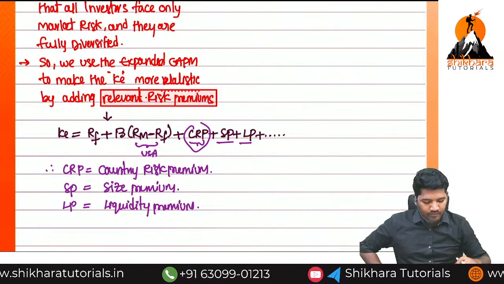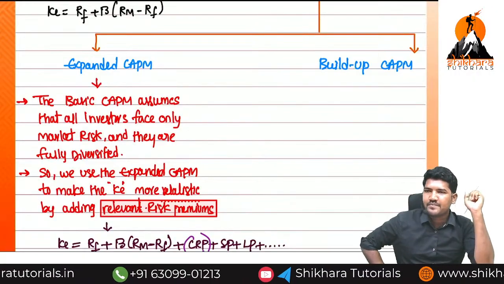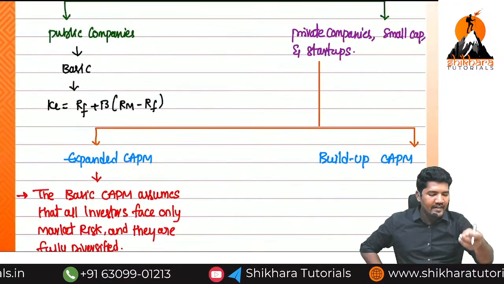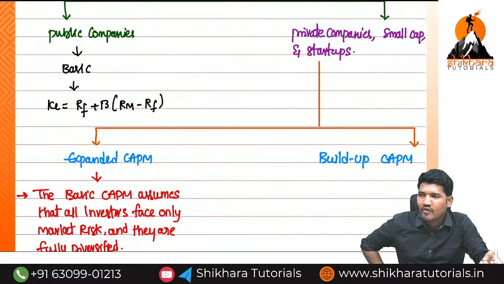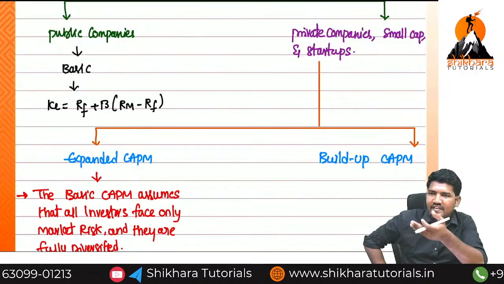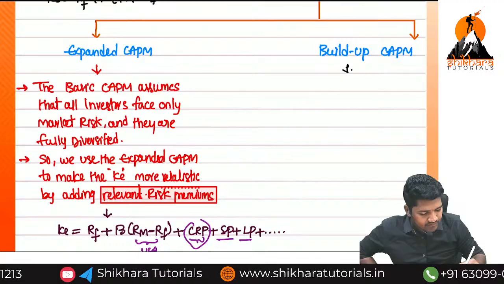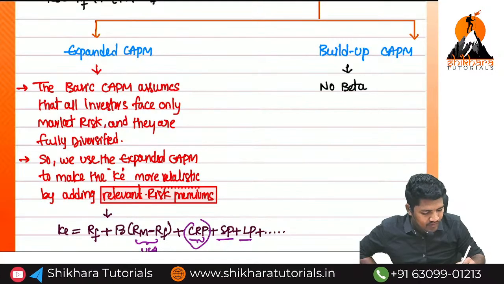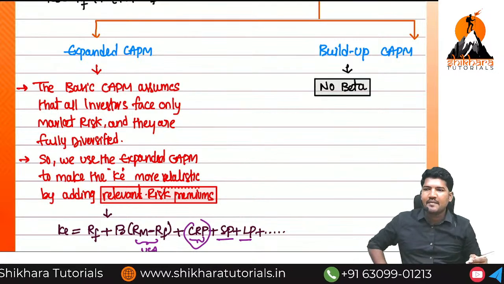Okay. Now, when it comes to build up CAPM, simple logic, man. Private companies, small cap companies and startups don't have a beta value. Why? Because they're newly started. But a public company is already existing, that's why they have a beta in the market. So if there is no beta, we are using what, sir? Build up CAPM.